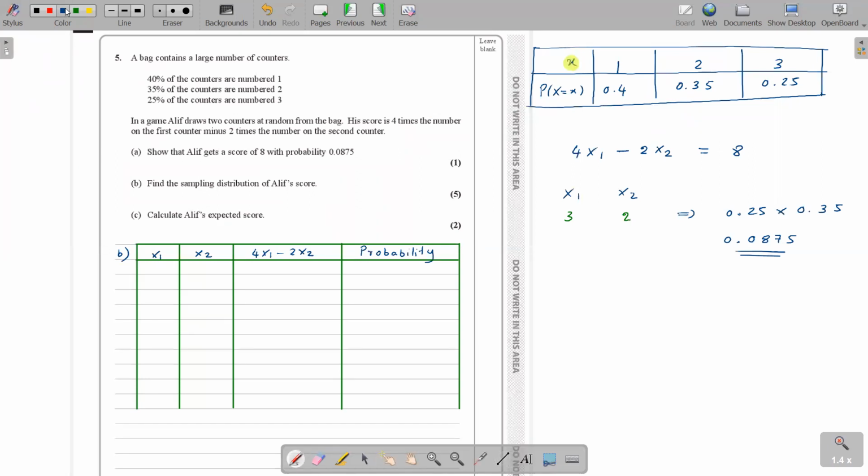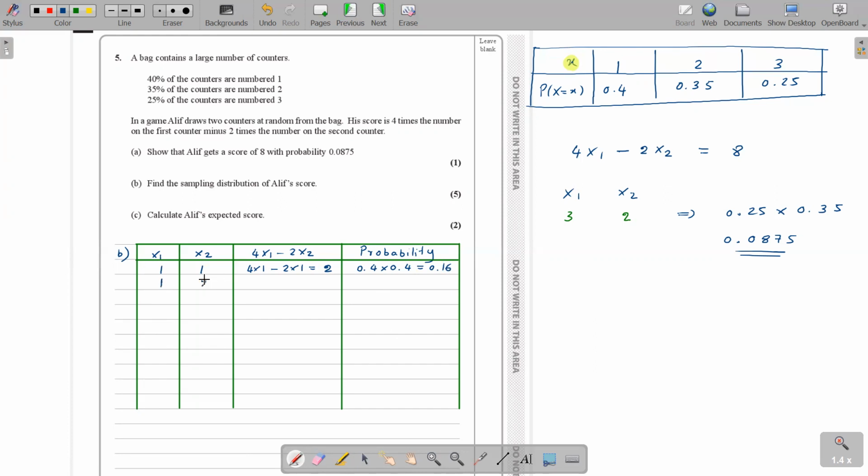Okay, so what's x1? Now take all possible combinations. We'll start with x1 equal to 1 and x2 also 1. So for 1, 1, what's the score? 4 times 1 is 4, minus 2 times 1 is 2. The score is 2. The probability of getting 1 twice is 0.4 times 0.4, which is 0.16.